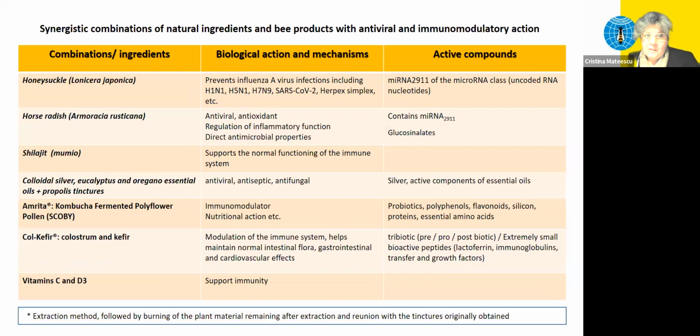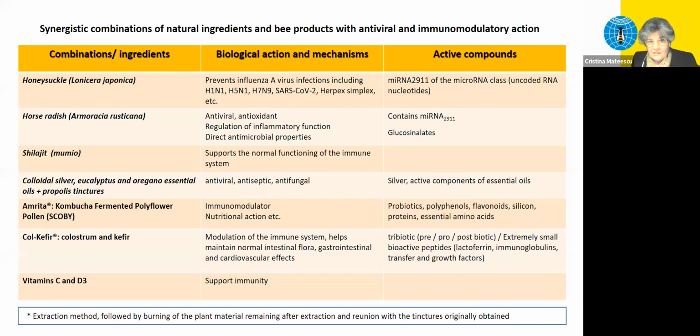Another natural ingredient is the honeysuckle extract, Lonicera japonica, which prevents influenza A virus infections with all the variants like H1N1, H5N1, H7N9, but also against SARS-CoV-2 and herpes simplex. These are credited with the existence of some uncoded mRNA nucleotides and the microRNA 2911 from the microRNA classes.